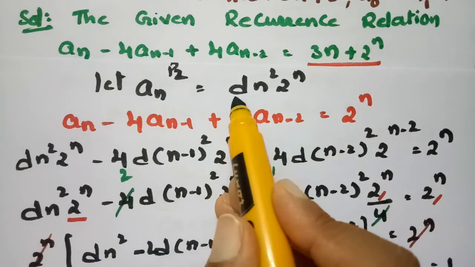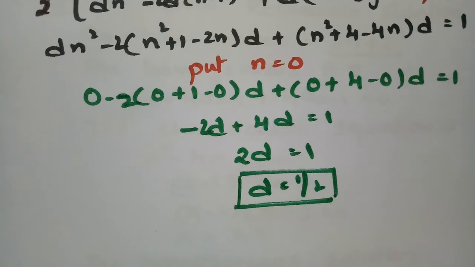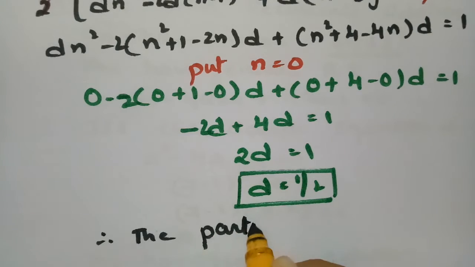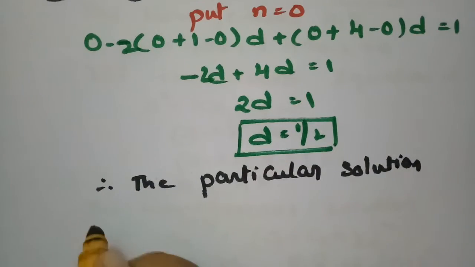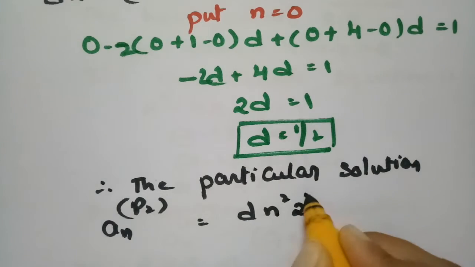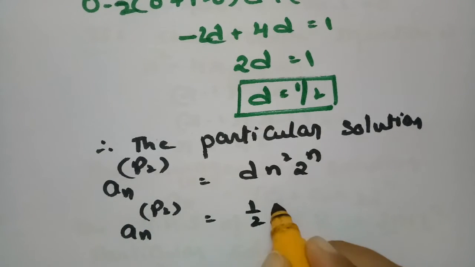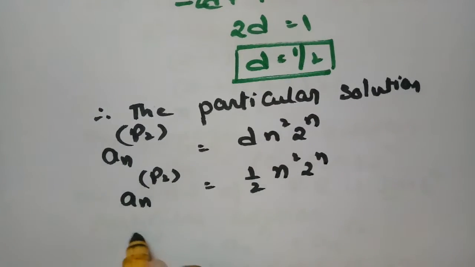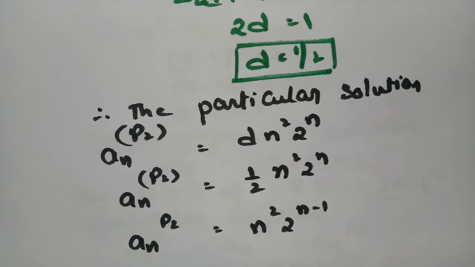Now I am going to substitute it in the second particular integral. Therefore, the second particular solution is an equal to dn square into 2 power n. Therefore, an of the second particular solution, with d equal to half, is n square into 2 power n minus 1. So this is our second particular solution.